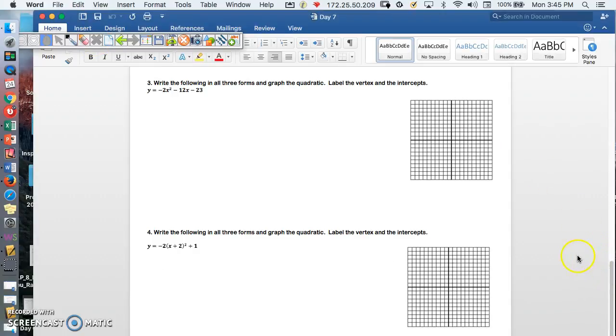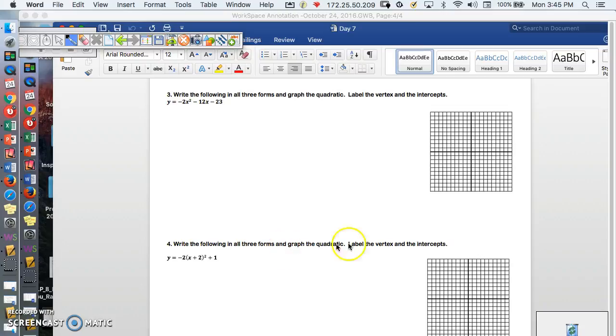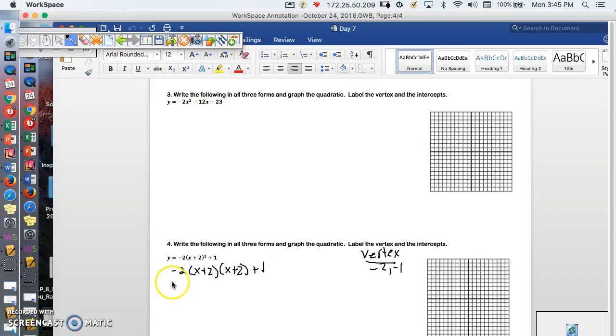So let's take a look at this last one here. Well, what is our vertex? That one's easy. Our vertex is negative 2, negative 1. But we need to get this into standard form. So we have to multiply this out. If we multiply it out, this becomes negative 2 times (x plus 2) squared plus 1. So we got negative 2x squared minus 8x minus 8 plus 1. So y equals negative 2x squared minus 8x minus 7.